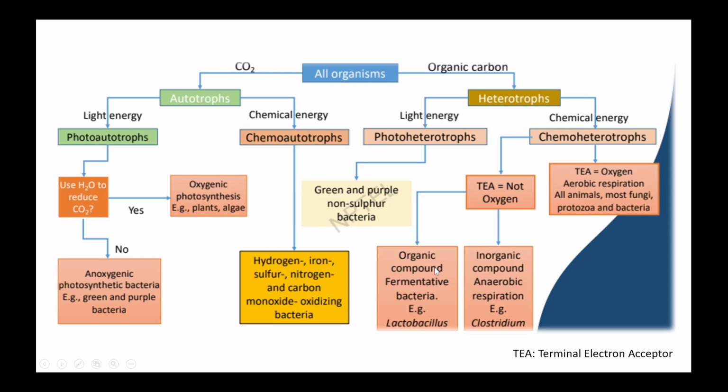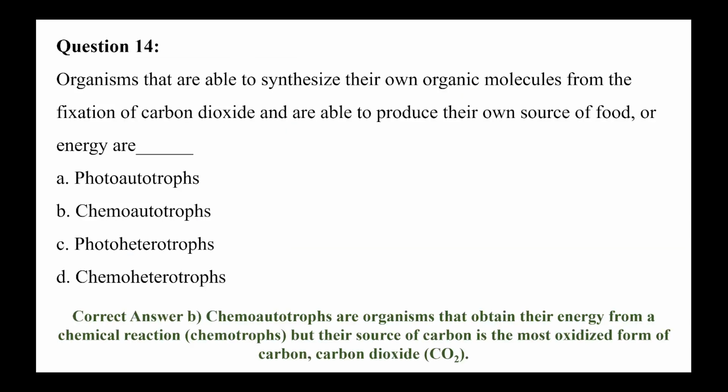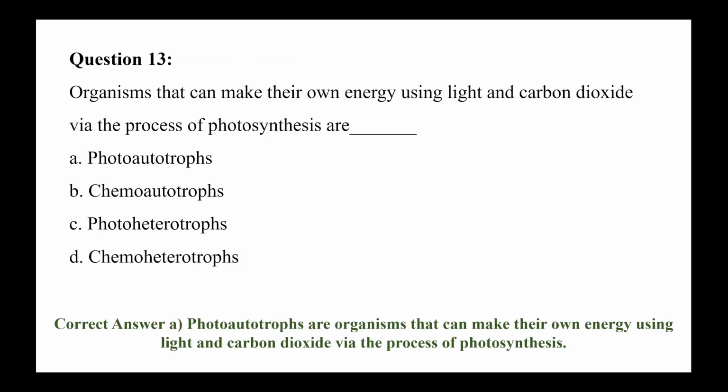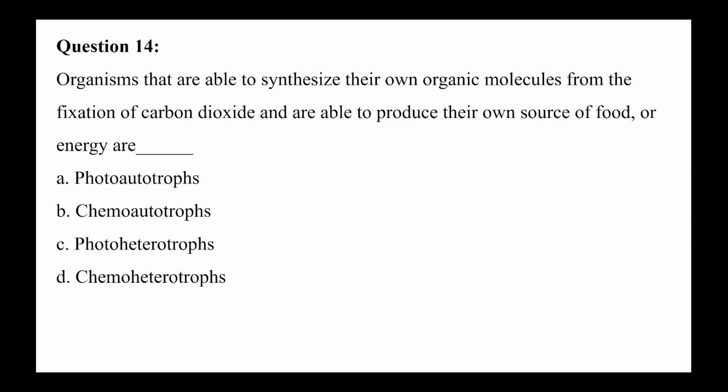Okay, so here you can see if the source of carbon is carbon dioxide, then it is autotroph. If the source of carbon is organic carbon, then it is heterotroph. If they're using light energy, then it is photo. If they're using chemical energy, then it is chemo. In the previous question, we had the organism that can make their own energy using light. That's why it was photo, and carbon dioxide, that was autotroph. So photoautotroph. In this question, it is chemoautotroph.